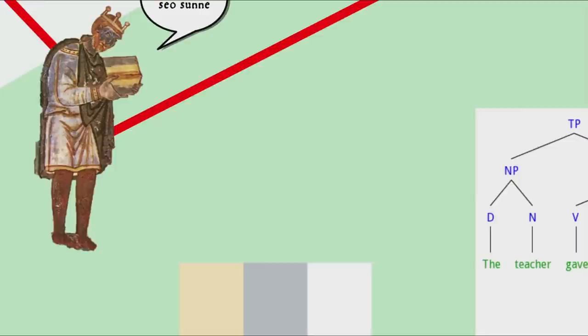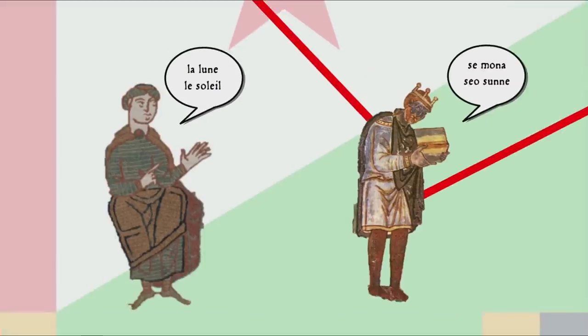And though Anglo-Norman French had grammatical gender, the genders more often than not didn't line up between the languages. French lune, moon, is feminine, la lune, but Old English mona is masculine, se mona.